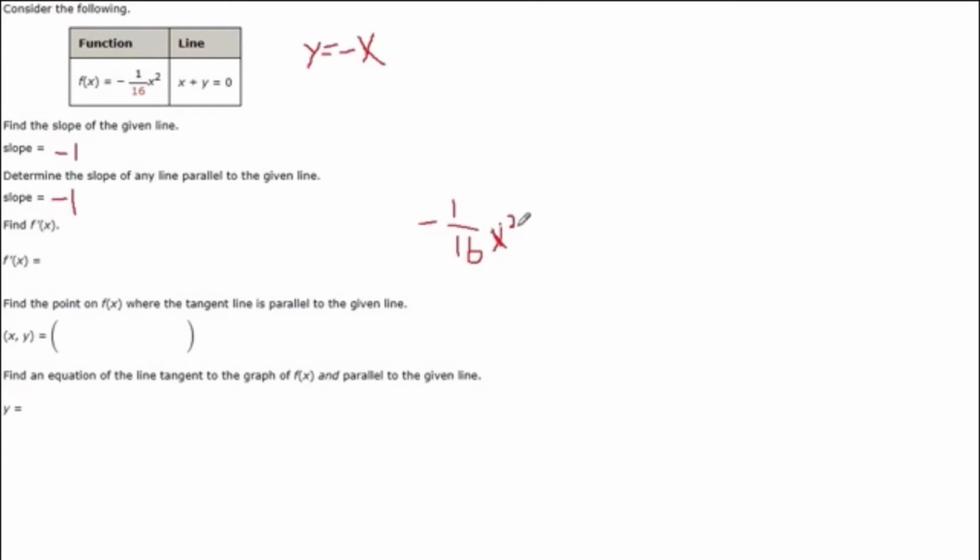So with the chain rule, we can multiply our power, which is 2, by the coefficient, and we'll get negative 1/8. And then we also subtract 1 from our power, so it'll just be x, so that's our derivative right here.